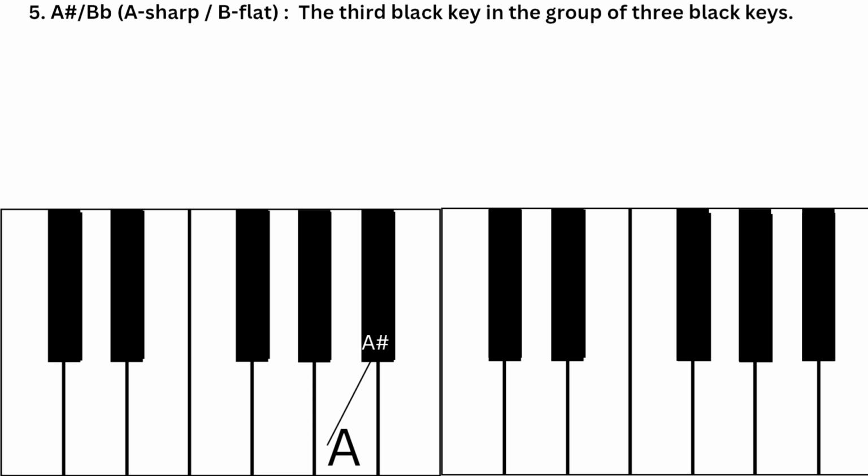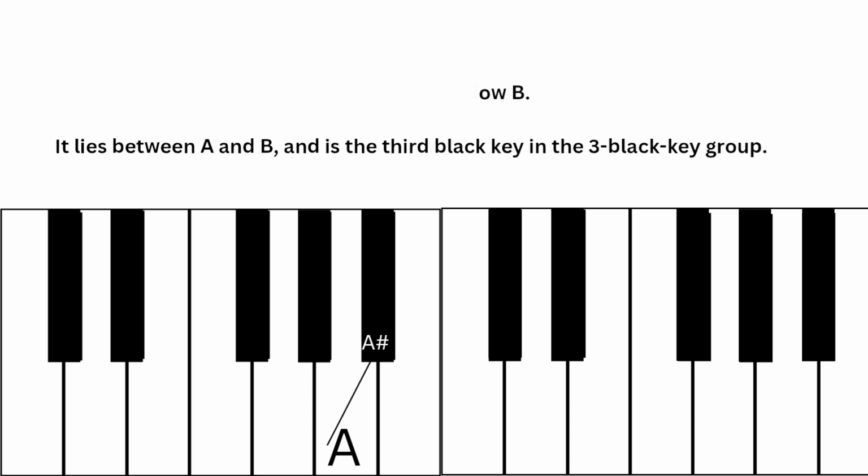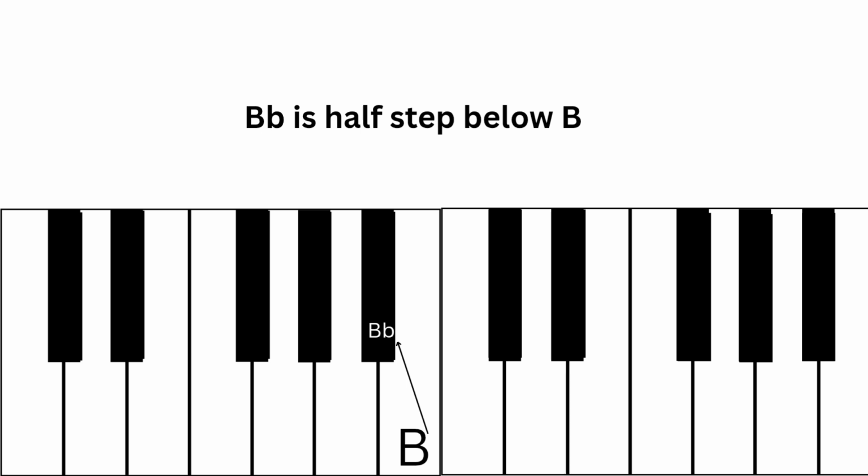A sharp or B flat is the third black key in the group of three black keys. A sharp is a half step above A and B flat is a half step below B. It lies between A and B.